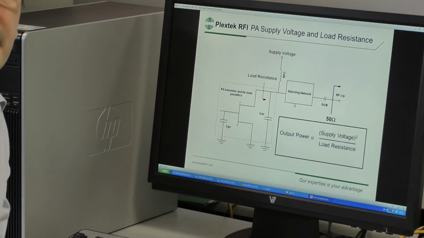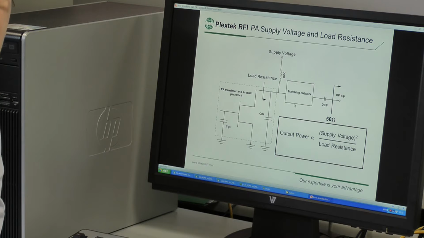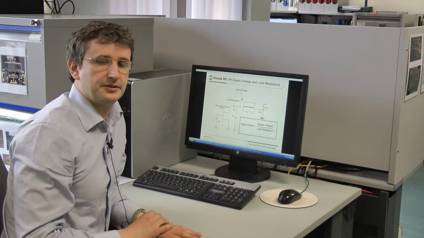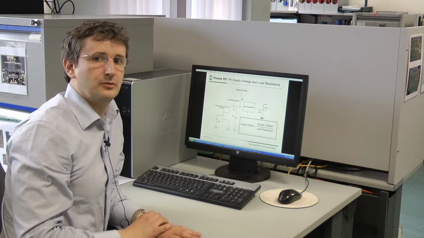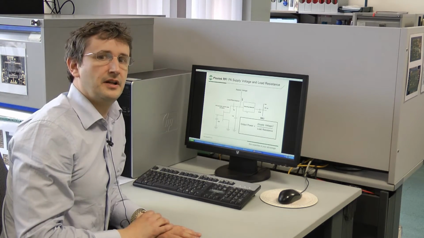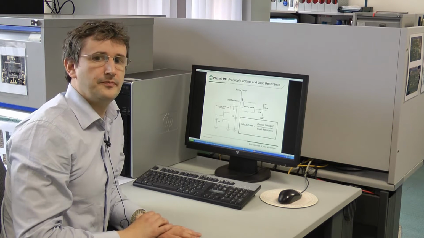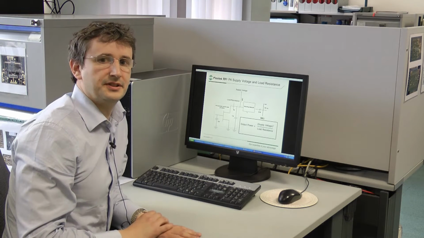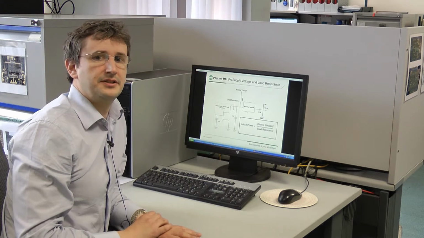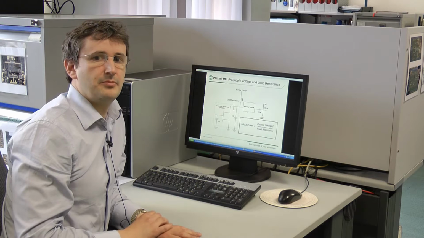The output power of a power amplifier is proportional to the transistor's supply voltage squared divided by the load resistance. If we wish to increase the output power, we can increase the supply voltage or reduce the load resistance. Reducing the load resistance means that the associated matching network will become more lossy and have a narrower bandwidth. So, increasing the supply voltage is preferred. Gallium nitride transistors allow us to significantly increase the supply voltage due to their high breakdown voltage.